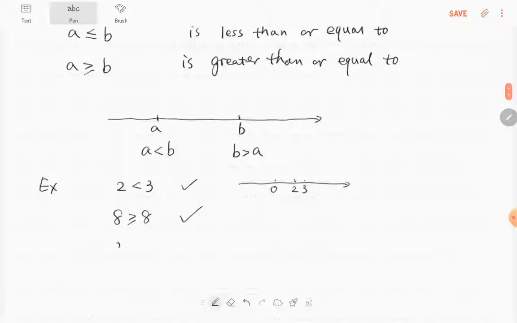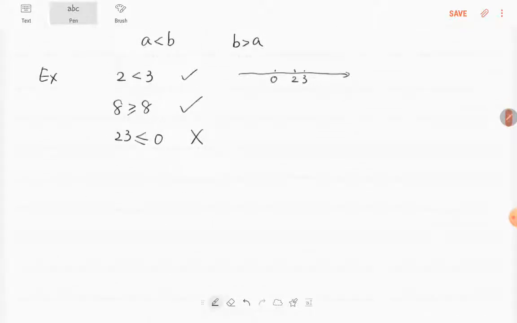Okay, how about this one? 23 is less than or equal to 0. So first of all, 23 is not less than 0. 23 is also not equal to 0. So this is false. Okay, that's for the first objective.